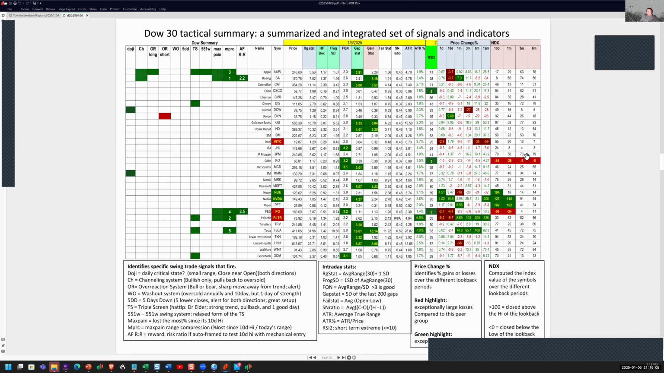Dow tactical summary, big breakdown in Coca-Cola today and Procter & Gamble, but good strength in Nucor, NVIDIA, and Pfizer. And Intel just cannot get out of its own way. On a day when NVIDIA made a brand new high, Intel got smashed even further.